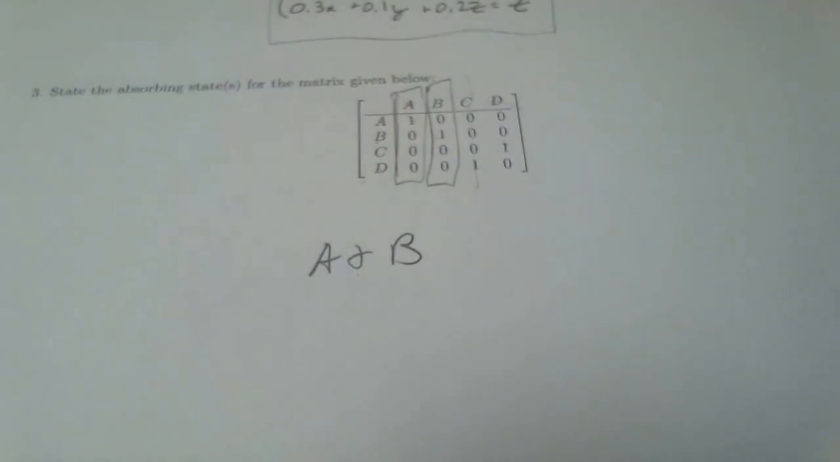All right, so if we start in state C or D, there's no way that we can get to states A or B, my absorbing states. So this would actually not be an example of an absorbing stochastic matrix. It still has some absorbing states, but it's not going to be an absorbing stochastic matrix.